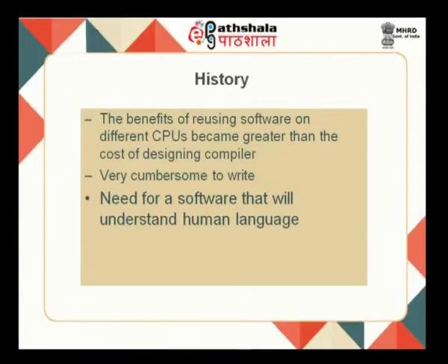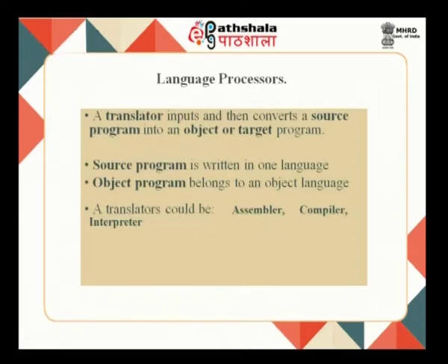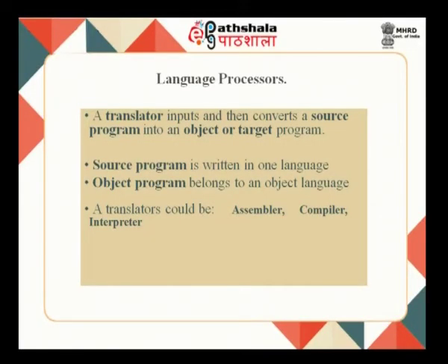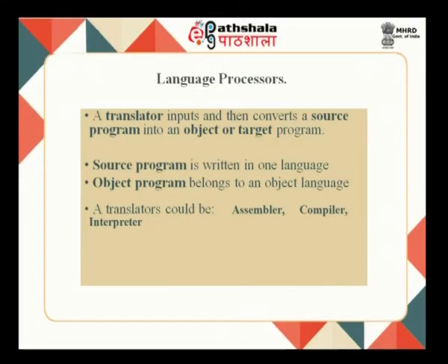So, we need software that will understand human language. These are called language processors, where we talked about an example as a translator. A translator is one language processor which essentially converts a source program into an object or otherwise called a target program. Source program is a program written in one particular language, and we call something an object program where it belongs to an object language.